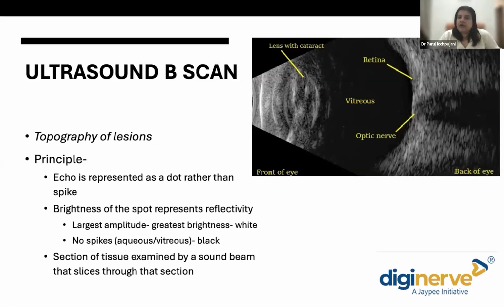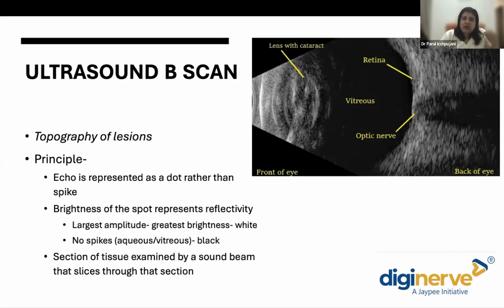Then, when we have a mature cataract, or when we have a corneal opacity, as we saw in the case where we were not able to do a fundus photograph, or when we have a vitreous hemorrhage, then how do we see what is happening in the retina? How do I know that there is no foreign body, or no retinal detachment, or no retinal tumor? Then this B scan mode of the ultrasound machine comes in handy, as it tells us about the topography of the lesions.